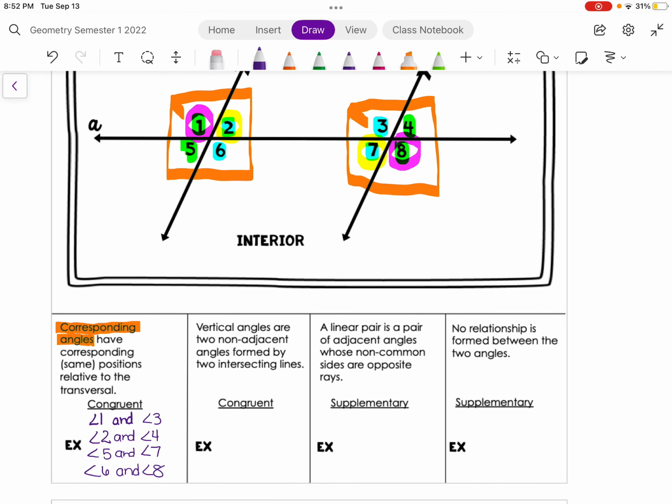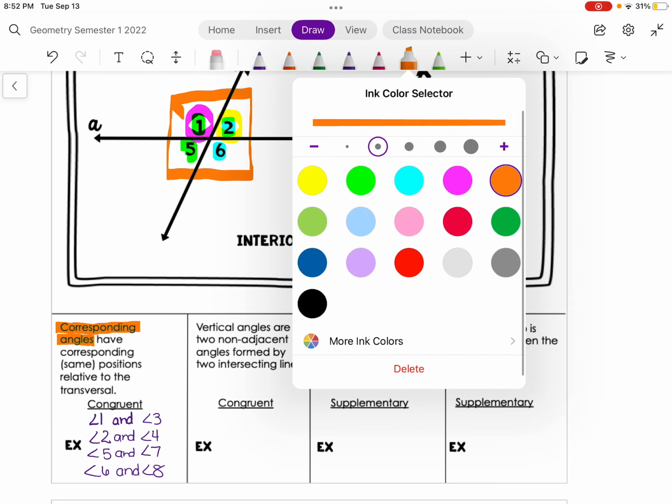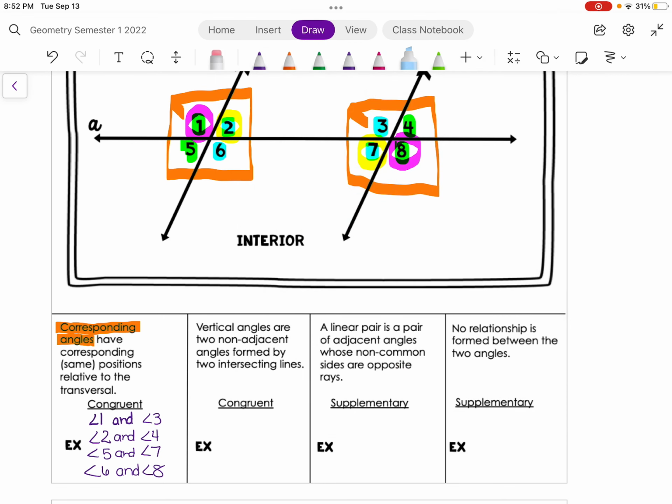All right. The next word I hope you have heard of. Vertical angles are those kissing angles that are touching noses. There's quite a few of them. So angles 1 and 6, angles 2 and 5, angles 3 and 8, and angles 4 and 7.